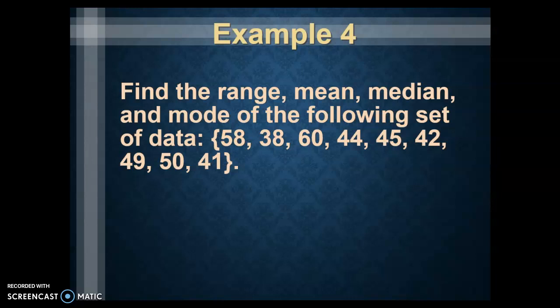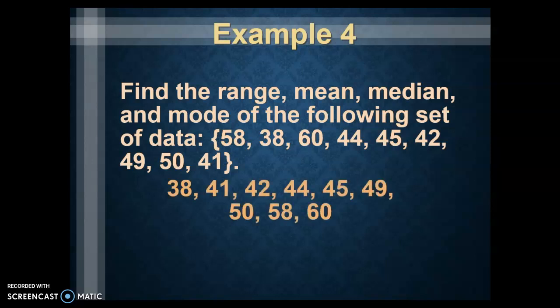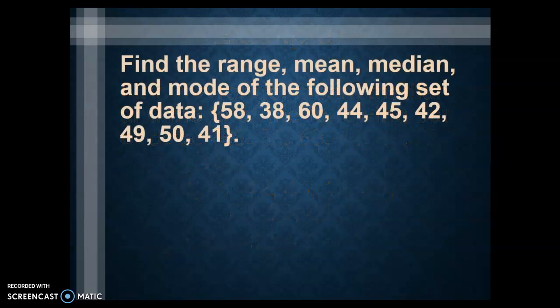Find the range, mean, median, mode of the following set of data. Again, it's not in order, so we want to list that in numerical order. This time we'll list it from least to greatest. And let's start with our range first. Again, the range is the difference between the highest value and the lowest value. Difference just means subtract. So we find that our range is 22.